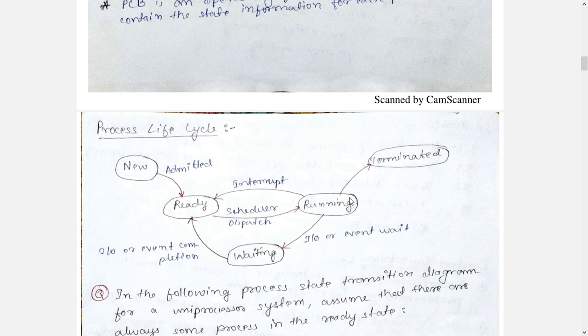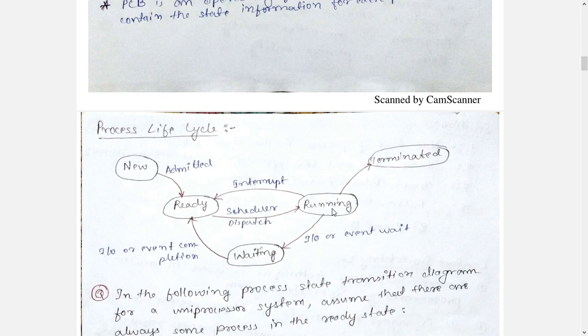Now interrupts may arise where the process is interrupted. Suppose some higher priority process has arrived, then the currently running process must be preempted, moved from the running state to the ready state, and that higher priority process must be assigned the CPU.